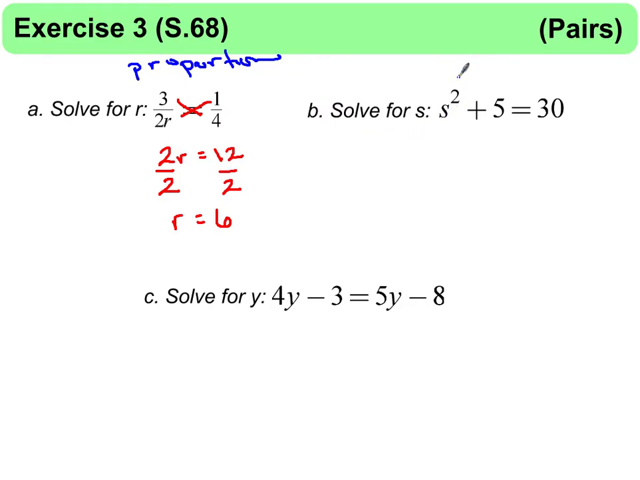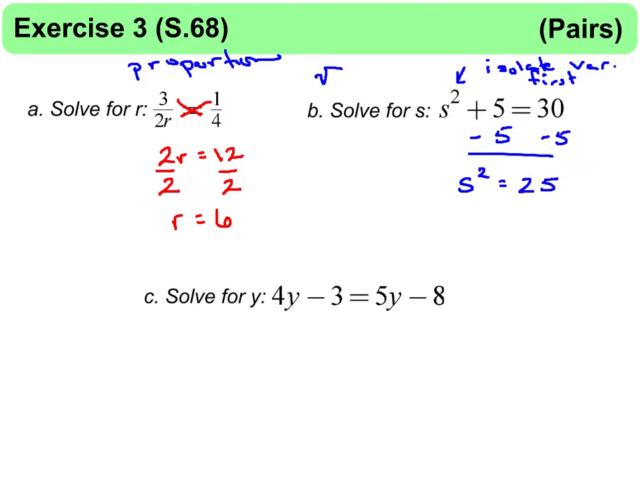In part B, we note that s is squared, and so it's important to note that to undo a square, you're going to need to take a square root of both sides. Now, do keep in mind, we do need to isolate the variable first. So looking at this, we'll need to subtract 5 on both sides. That's going to give us s squared equals 25.